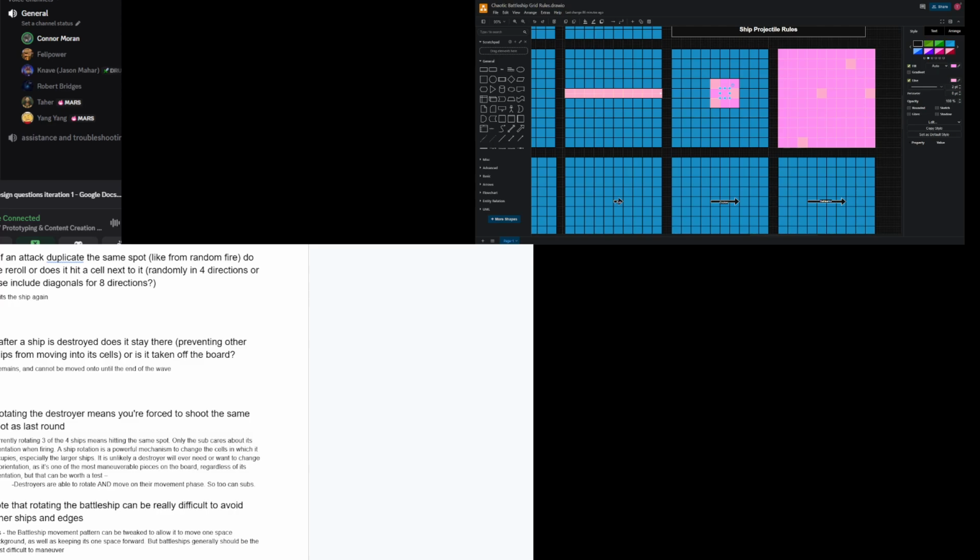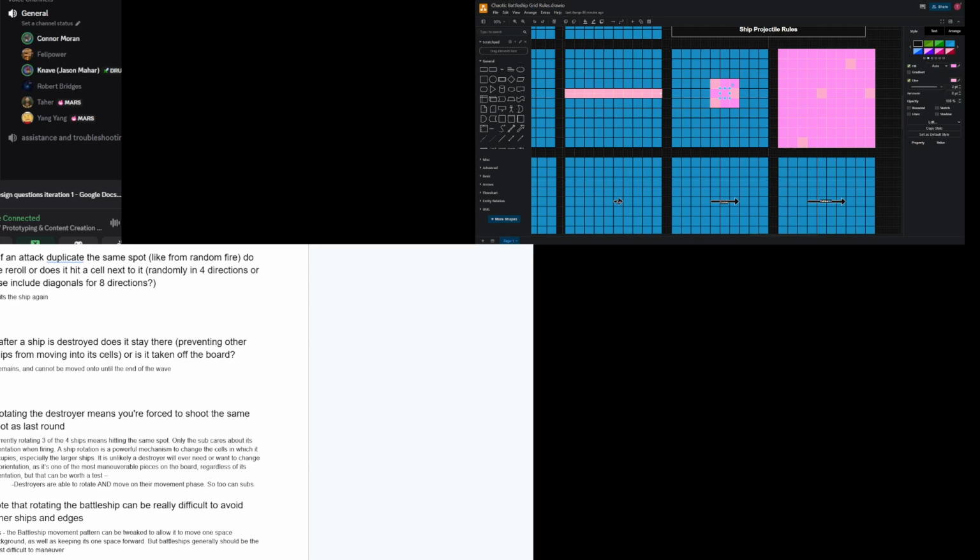Rotating the destroyer means you're forced to shoot the same spot as last round. It's a good point. Currently, rotating 3 of the 4 ships means hitting the same spot, generally, unless it has a randomness about it, like the Battleship. Only the sub cares about its orientation when firing. A ship rotation is a powerful mechanism to change the cells it occupies, especially the larger ships. It is unlikely a destroyer will ever need or want to change its orientation.